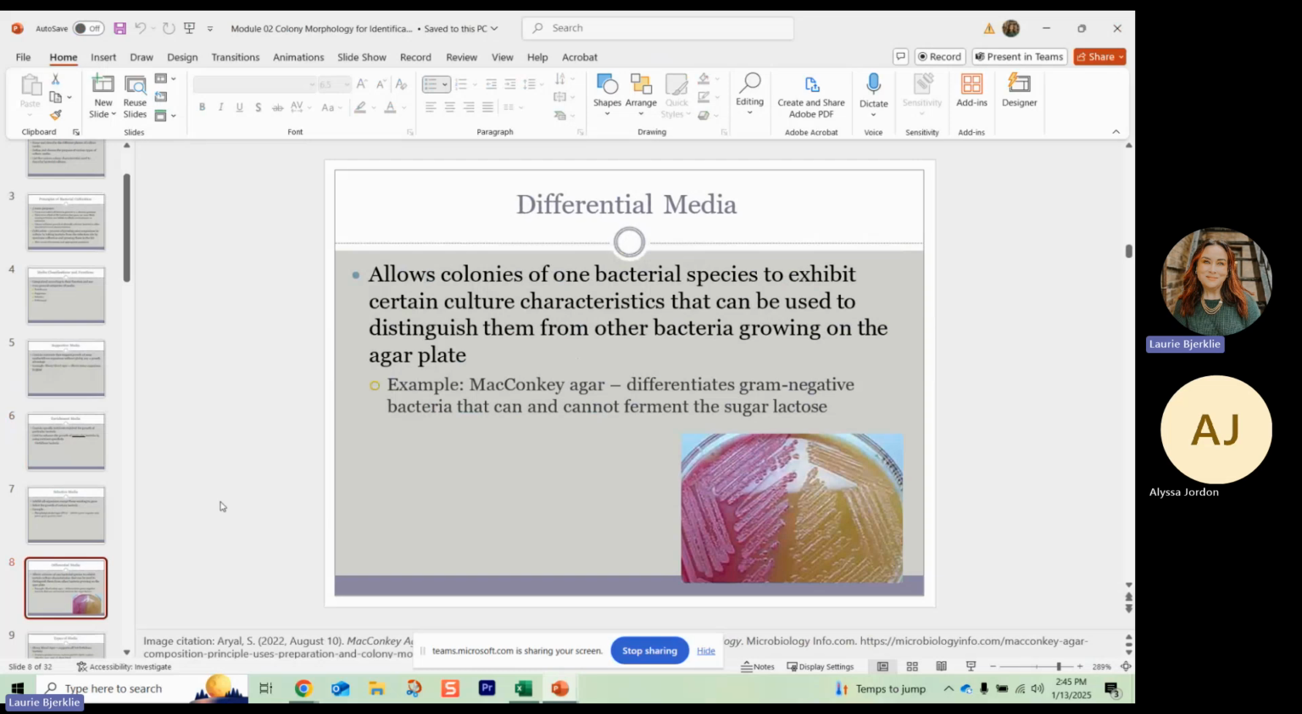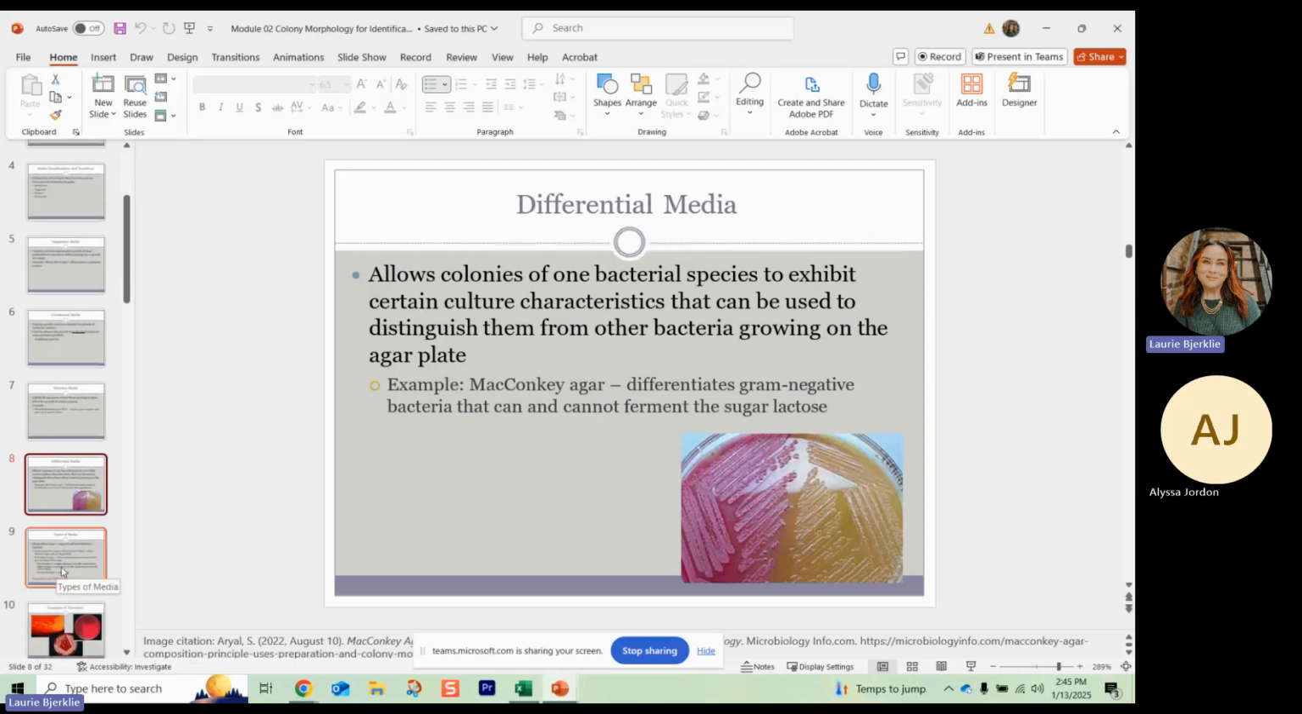So one example of this is MacConkey agar, in that the dye that's in MacConkey agar, for those that ferment lactose, will be purple, and those that do not ferment lactose are clear. We're going to see this again when we get to the MacConkey slide, but that's what differential means. It differentiates the bacteria that are growing from each other. So those bacteria that grow will have certain characteristics: yep, these are lactose fermenters, these are non. It can help differentiate between them. And so that's differential. It allows one bacterial species to exhibit certain culture characteristics to distinguish them from others growing on that agar plate.